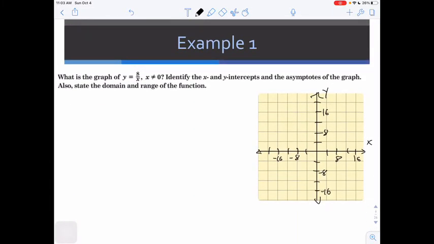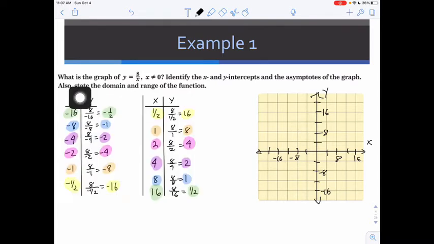Example 1 says, what is the graph of y equals 8 over x, where x does not equal 0? Identify the x and y intercepts and the asymptotes of the graph. Also state the domain and range of the function. The first thing we should do is check some values of x. I have two tables here, one with a lot of negative x values and one with a lot of positive x values. So let's take a look at the positive values.